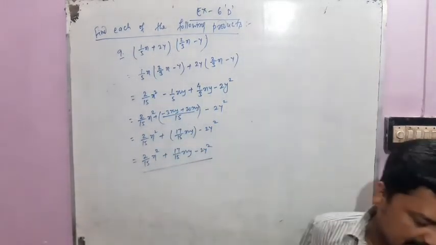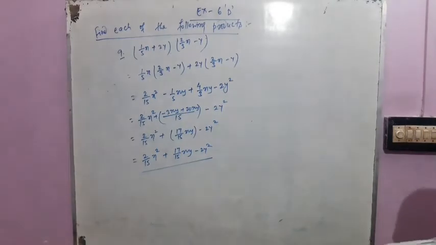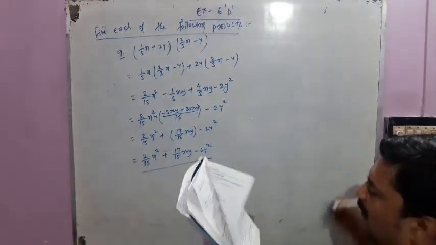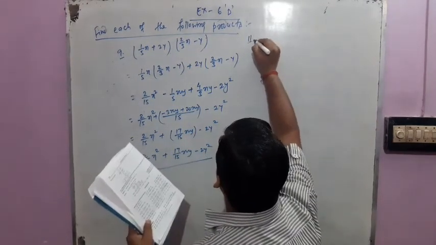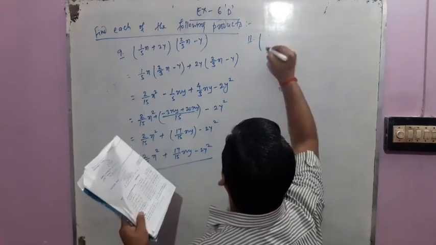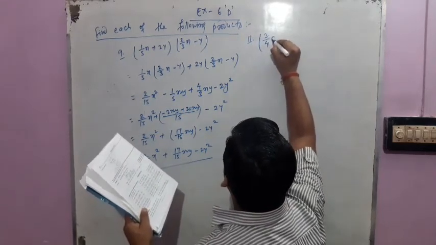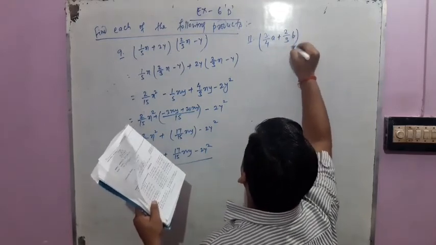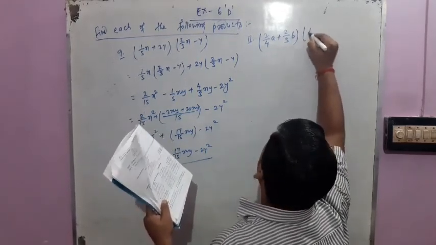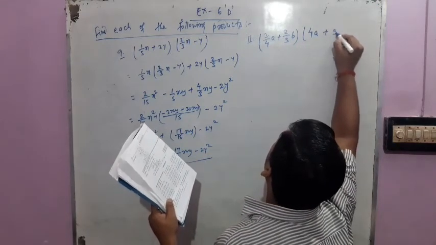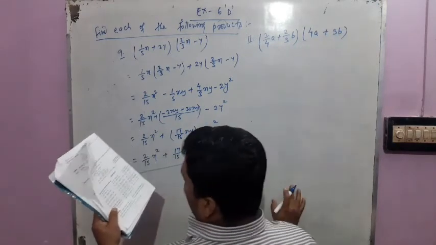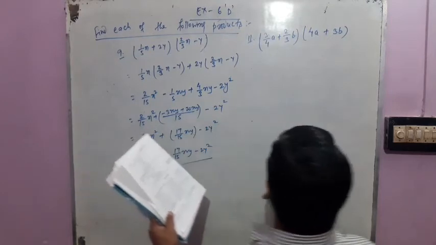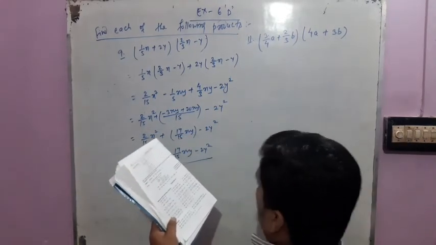Look at one more question, students. Question number 11 here. In question number 11, students, it is given that (3/4)a plus (2/3)b has to be multiplied with 4a plus 3b. Okay, students? 3/4 a plus 2/3 b we have to multiply with 4a plus 3b.